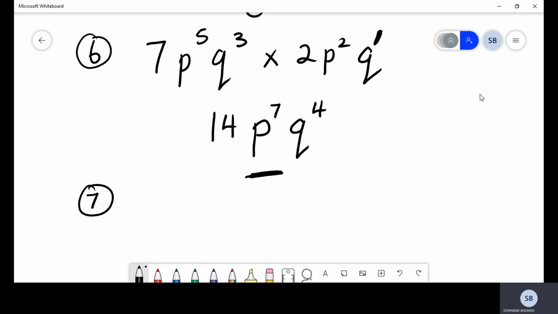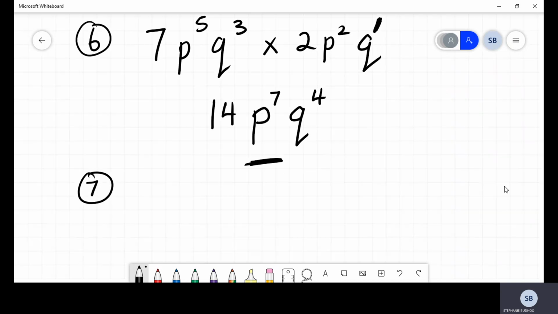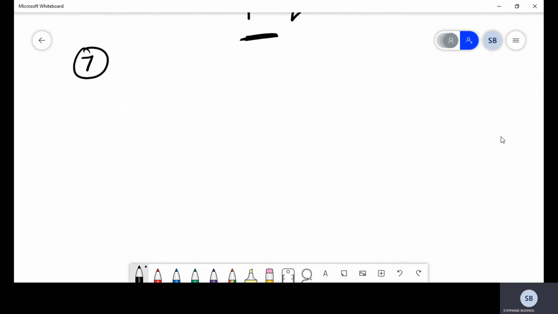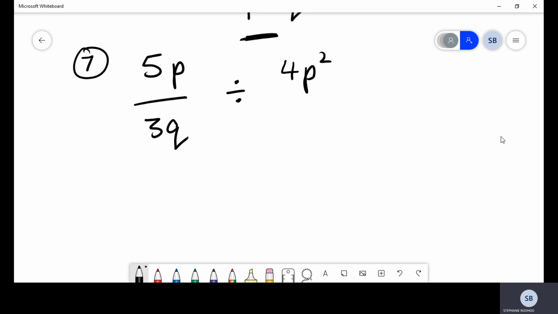Okay, so what if we were given, let's just say something that looks like this, 5p divided by 3q. Okay, so we have another division sign, and we are having a division by a fraction, 4p squared divided by q. Looks cute. All right, guys, so just like we would with regular fractions, we'll approach this question in this manner.